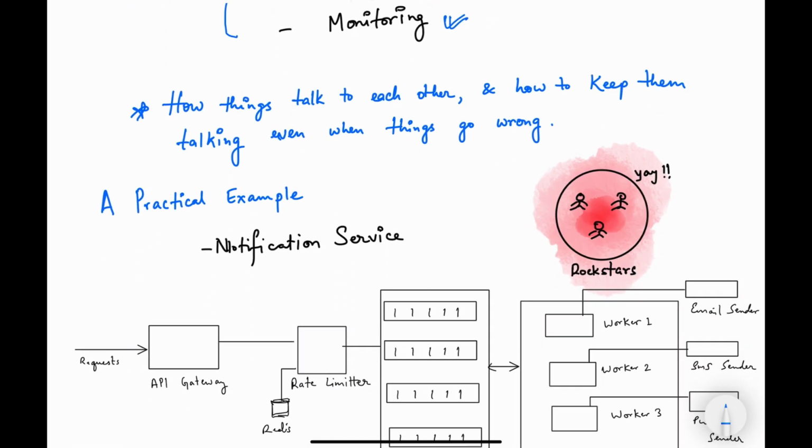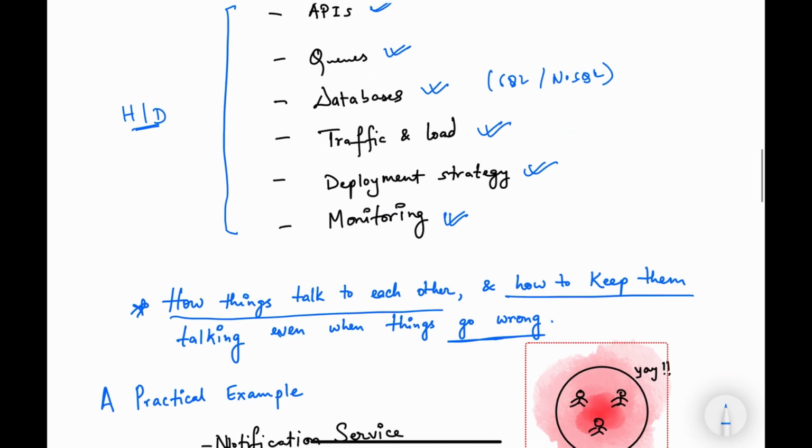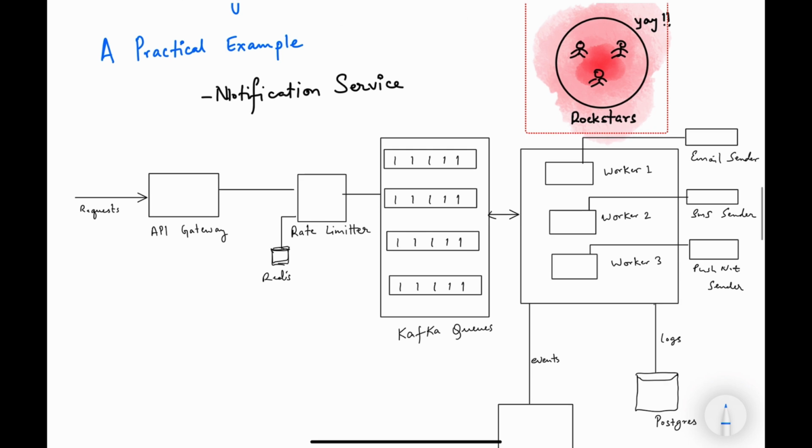A golden rule that I follow for a high level design is to see how things talk to each other and how to keep them talking even when things go wrong. Even when the system becomes faulty, how the system handles the failure is called fault tolerance. So let us understand all these points with a practical example.